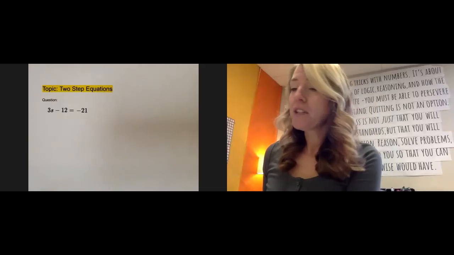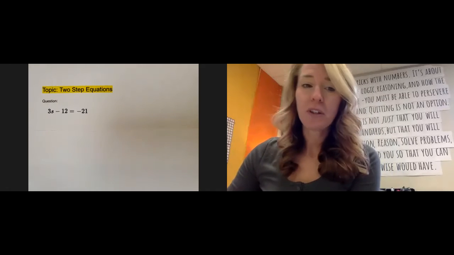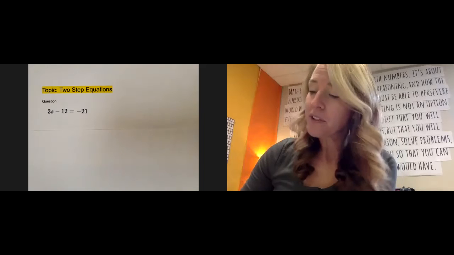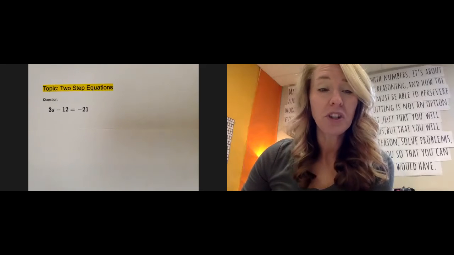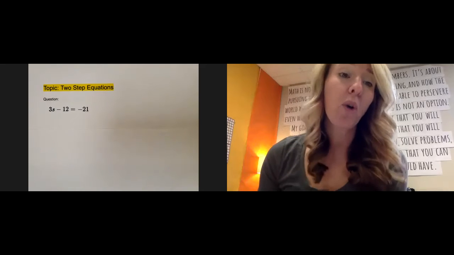Next up, topic two-step equations for Delta Math. Our first one is 3s minus 12 equals negative 21. So you want to undo your constant and then undo your coefficient.